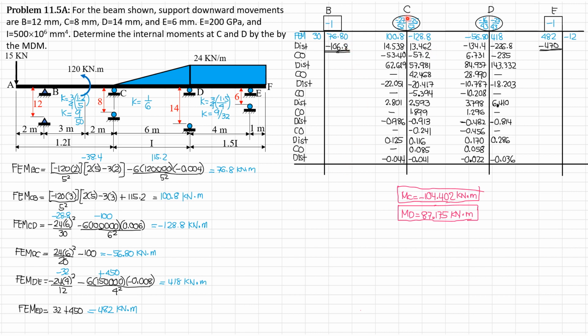Then for this joint C here, the unbalanced moment 100.8 minus 128.8, and this is the distribution factor 9 over 50 divided by quantity 9 over 50 plus 1 over 6. It makes negative 27 over 52. So the other value is negative 25 over 52, because remember the sum should be 1. In DC, it is 1/6 divided by 1/6 plus 9 over 32, so negative 16 over 43. And on the right side, negative 27 over 43.